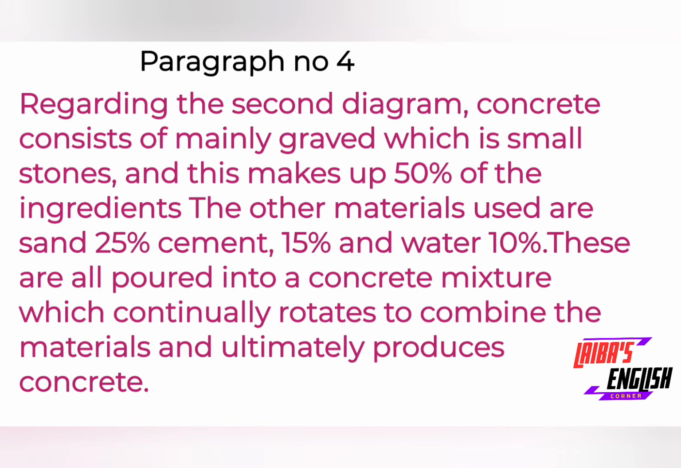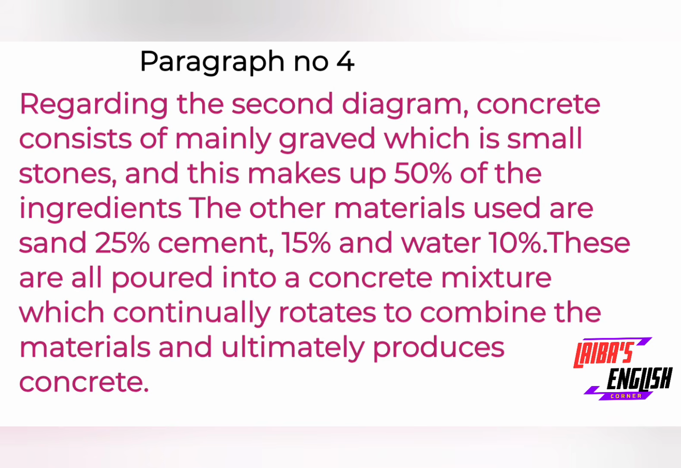So, paragraph number 4 would be regarding the second diagram: concrete consists of mainly gravel, which is small stones, and this makes up 50% of the ingredients. The other materials used are sand 25%, cement 15%, and water 10%. These are all poured into a concrete mixer which continually rotates to combine the materials and ultimately produces concrete.